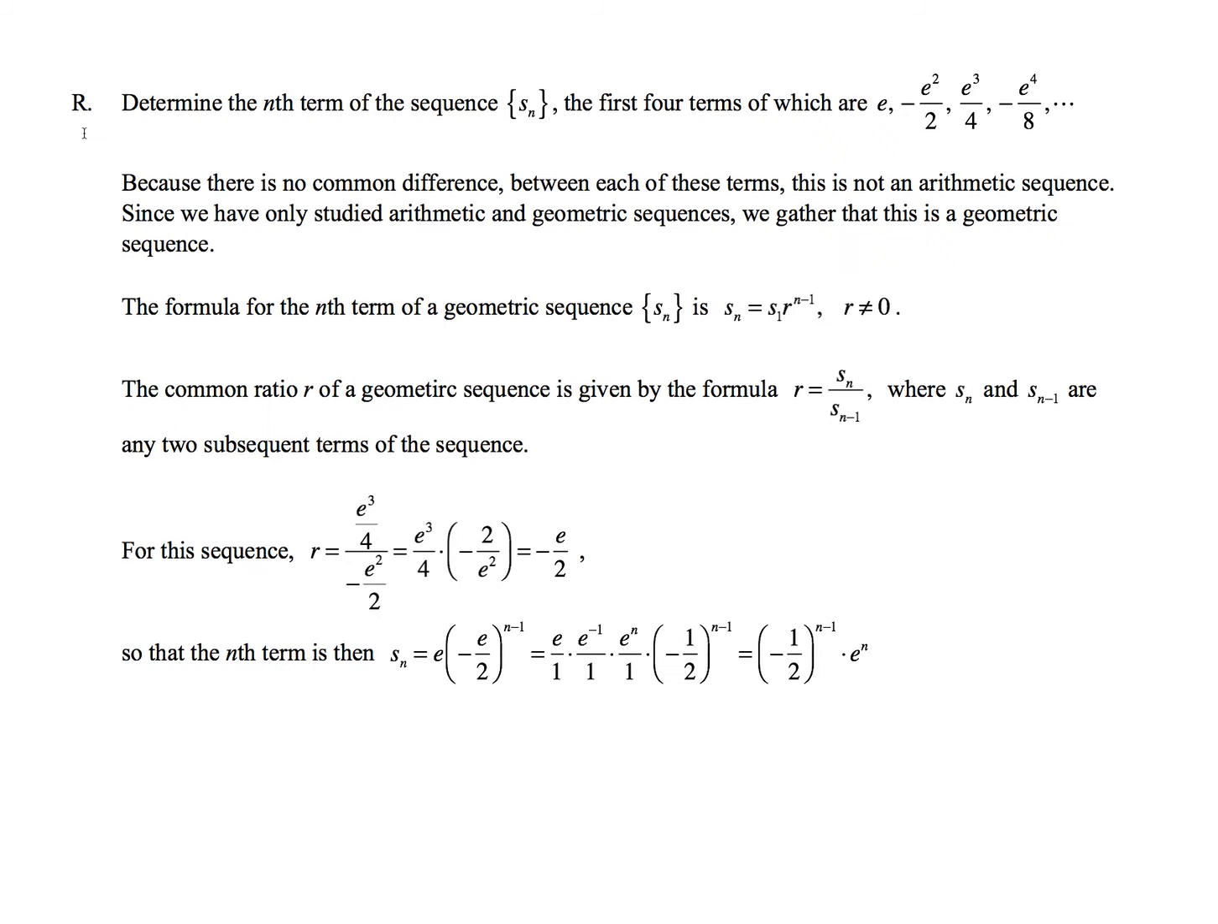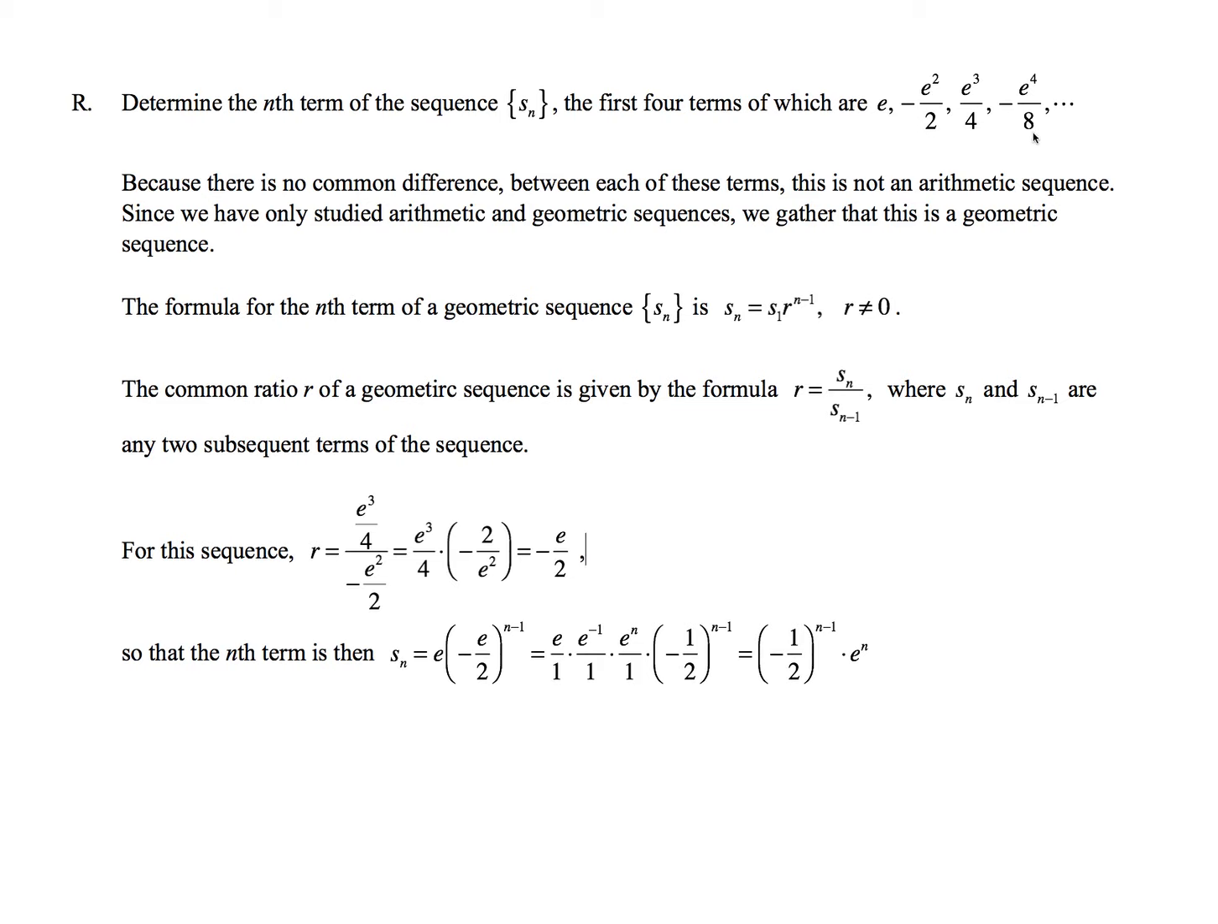Okay, question R asks us to determine the nth term of a sequence, S sub n. The first four terms of this sequence are e, negative e squared over 2, e cubed over 4, and negative e to the fourth over 8.